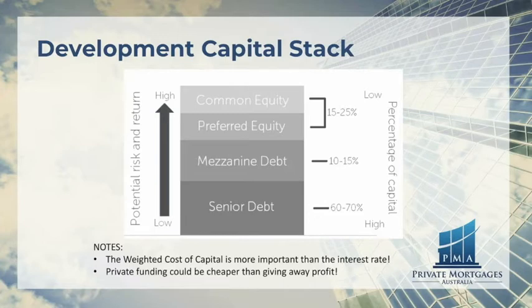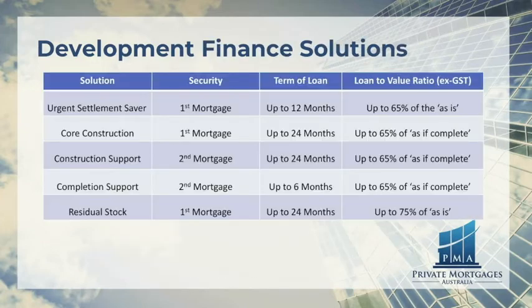Okay, if you give away equity, it's really expensive funding. If you're paying interest, it's a lot cheaper in comparison to giving away equity. So I want you to really bear that in mind. Interest rate is almost irrelevant if you're looking at it in isolation. You need to look at the total cost and the weighted cost of capital to get a project from start to finish. And private lending could be a lot cheaper alternative than giving away profit at the end. Okay, so we're pressed for time, so I'm going to keep moving, but I would love to spend a lot more time on this one.